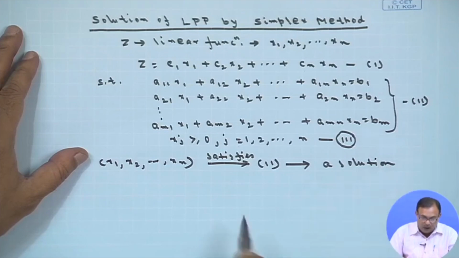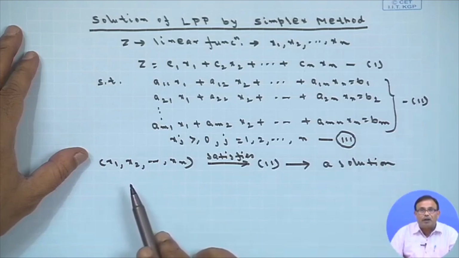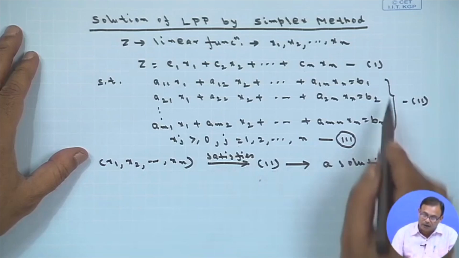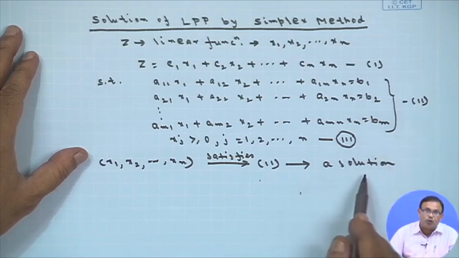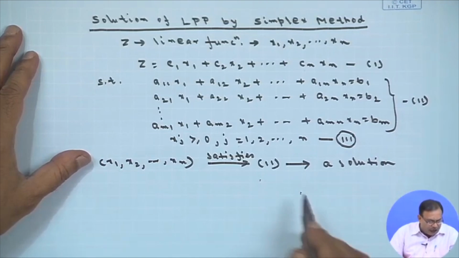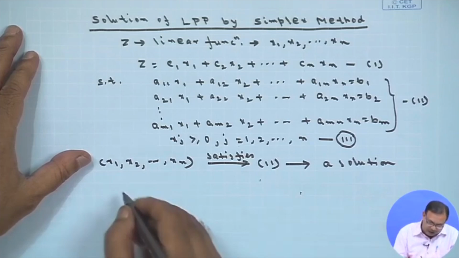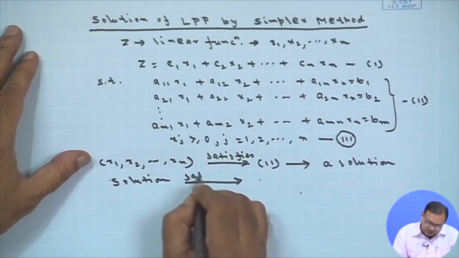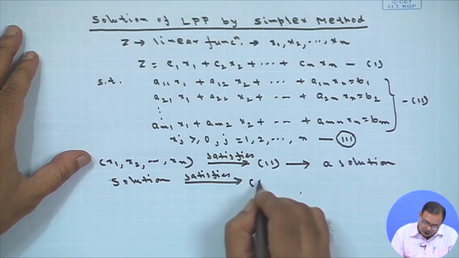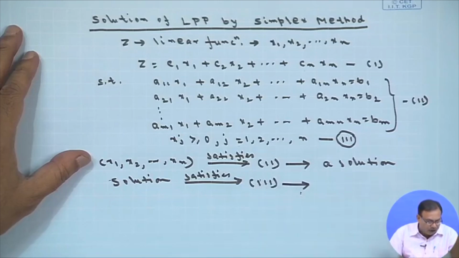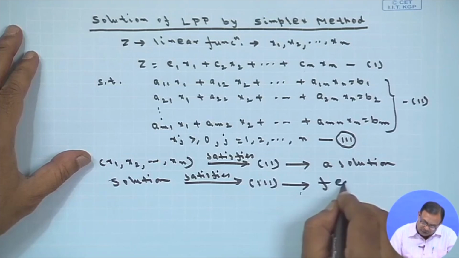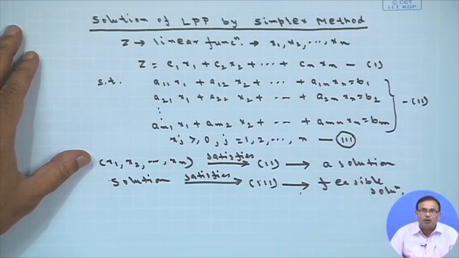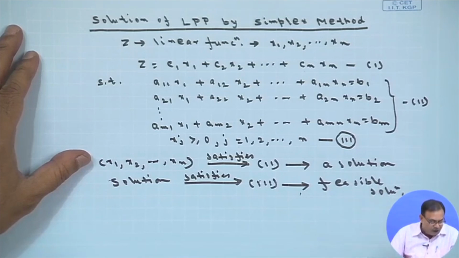Please note this one: if I obtain a set of n-tuples x1, x2, xn which satisfies the constraint or condition 2, then it is a solution of the LPP. Now, if a solution also satisfies the non-negativity condition 3, then we call it a feasible solution. So, you are getting a solution, then you are having the feasible solution.